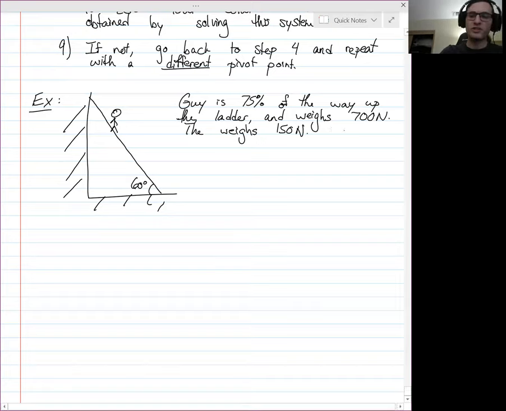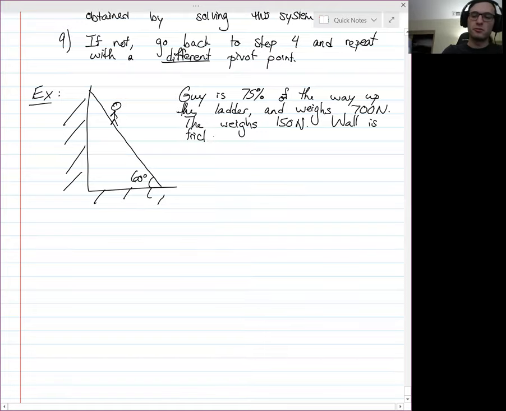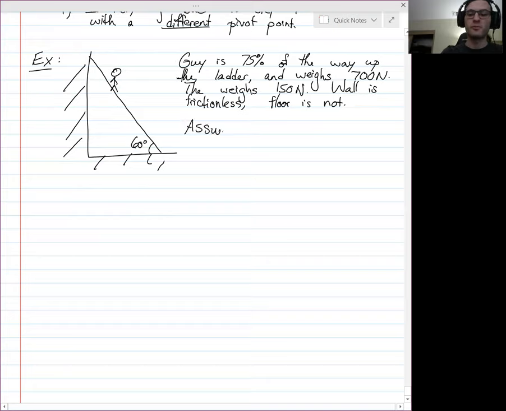The wall is frictionless, but the floor is not. So assuming static equilibrium, compute the friction force from the floor.